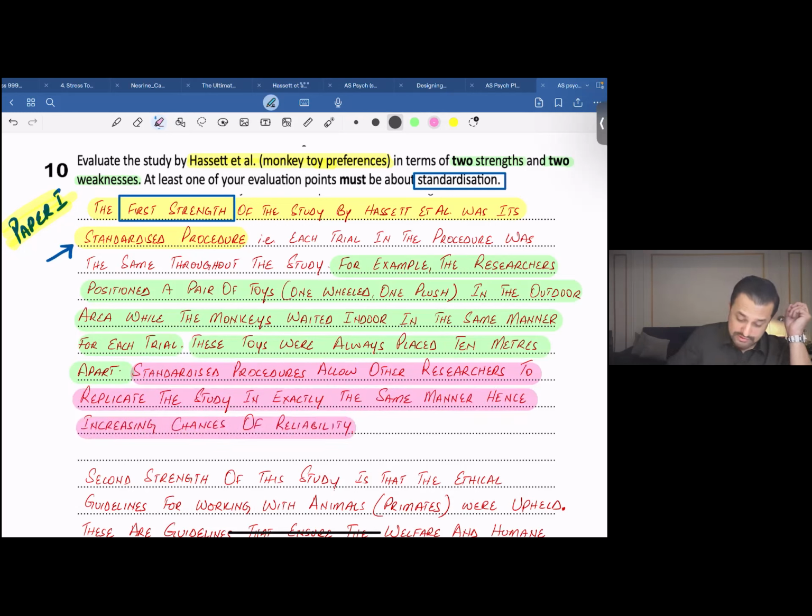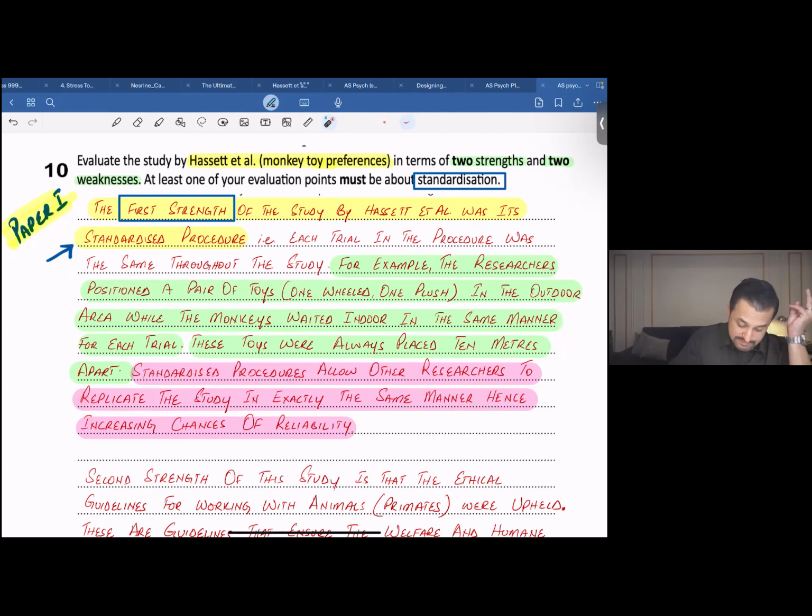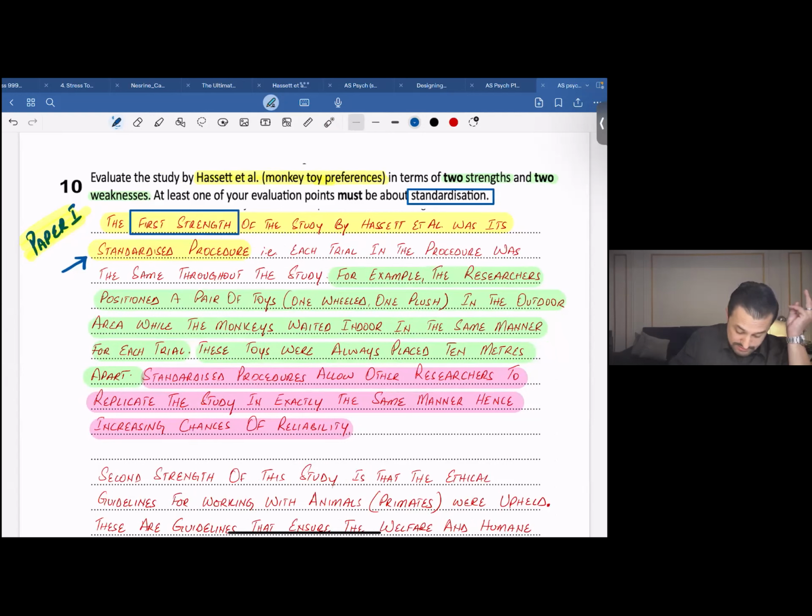Now, do you see I have put this particular strength, or divided this particular strength, into 3 parts? Let me write this down. The first thing that I did over here was identification. I identified the strength. This is identification, the yellow one, right?